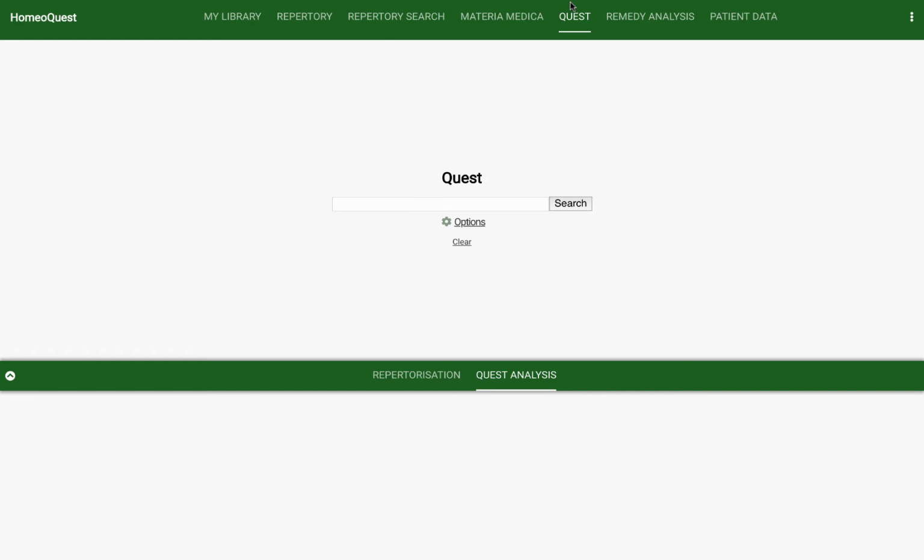So if you're looking for your patient's words of a particular symptom, you will get the top remedies for that symptom from your entire collection of database, both the repertories and the materia medica. That's one. And then as you continue to add more symptoms, the Quest will start repertorizing it. And again, this repertorization happens not just from the repertories, but also from the materia medica.